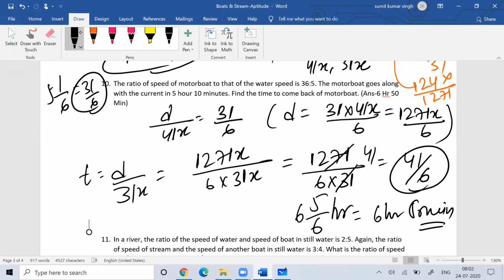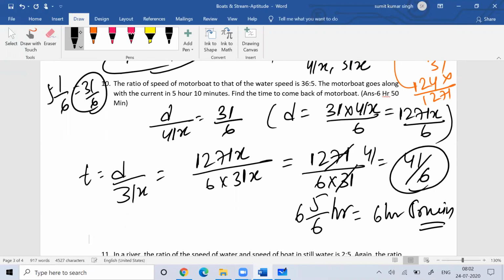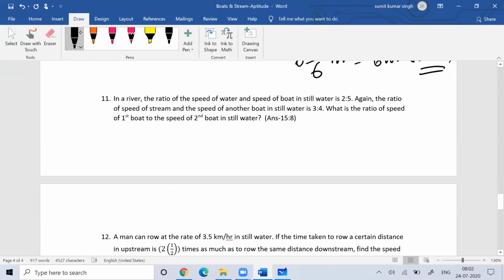Fine. So it's all easy calculation. So I believe you can understand this calculation very easily. Then see the next question.